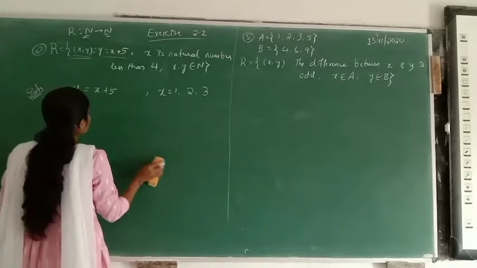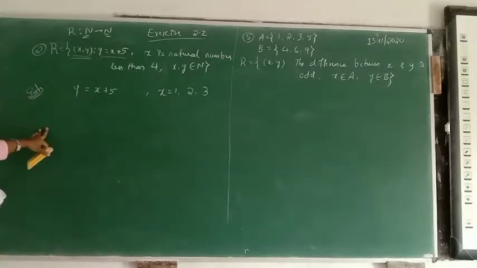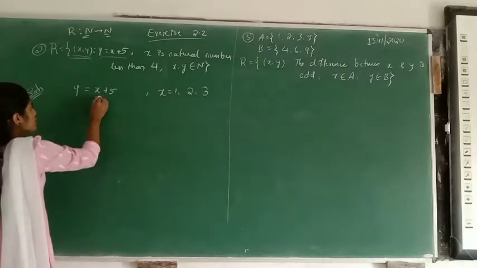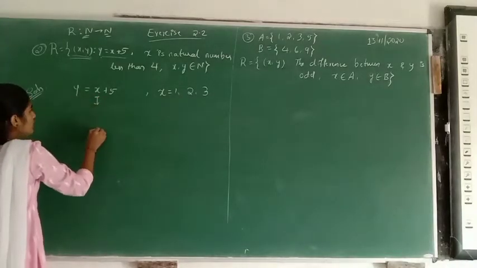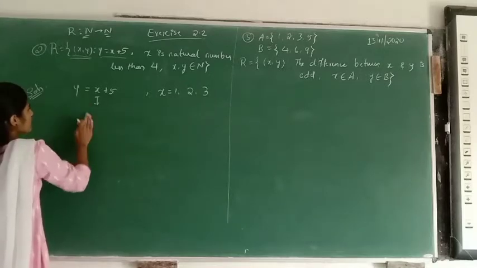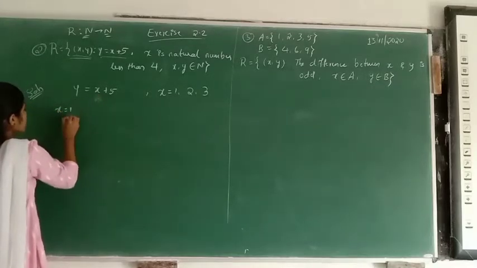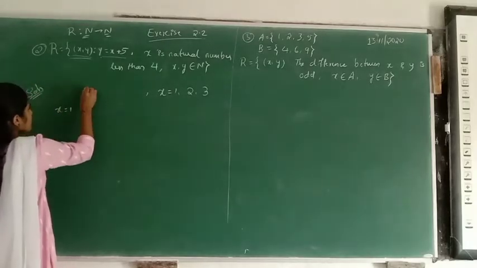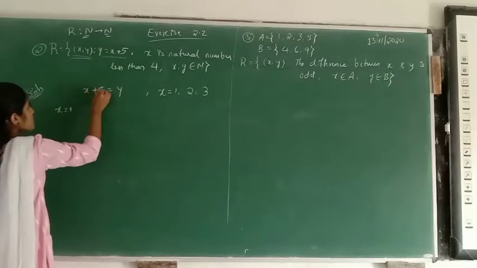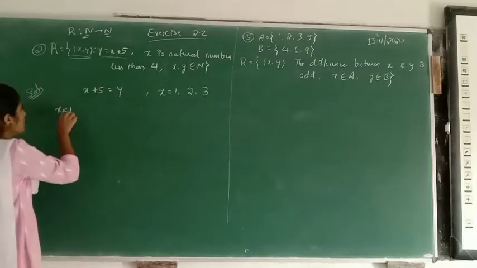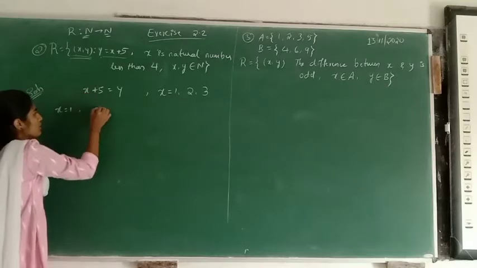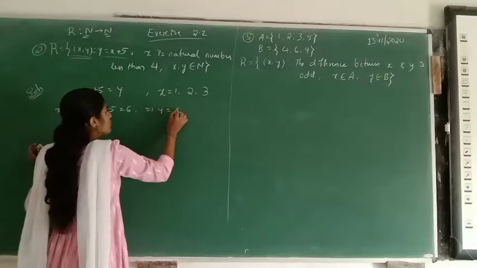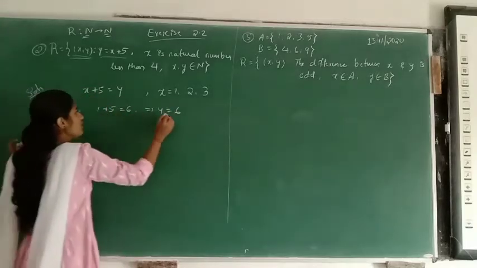Now we have the relation y is equal to x plus 5. Let's substitute the x values 1, 2 and 3 and check what the y value will be. Whenever I take x is equal to 1, x plus 5 becomes 1 plus 5, that is equal to 6. So when x is 1, y is 6.